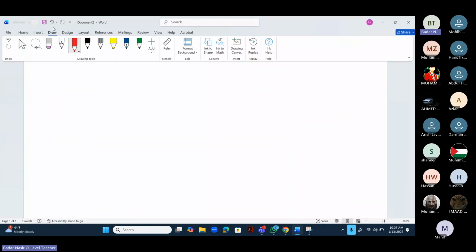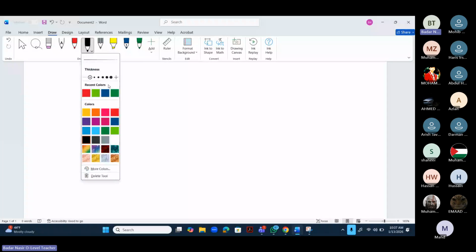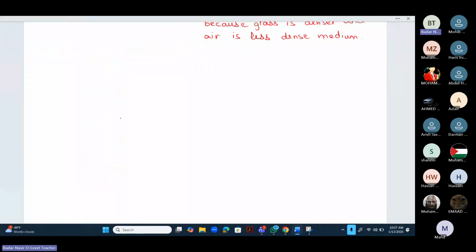Okay, now let's talk about the next thing, and that is the basic terms of a lens. So let me draw. So this is a convex lens now.